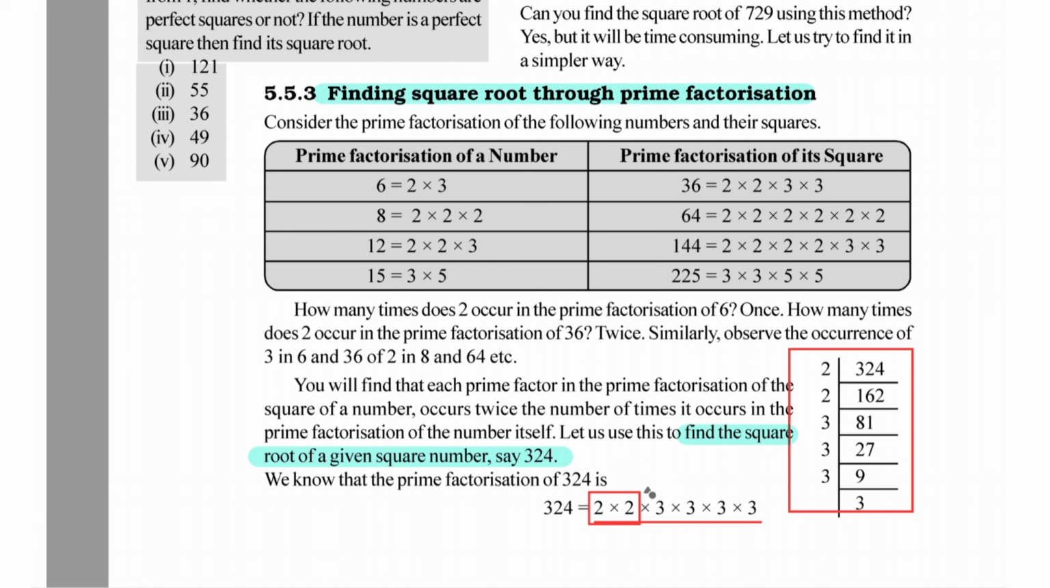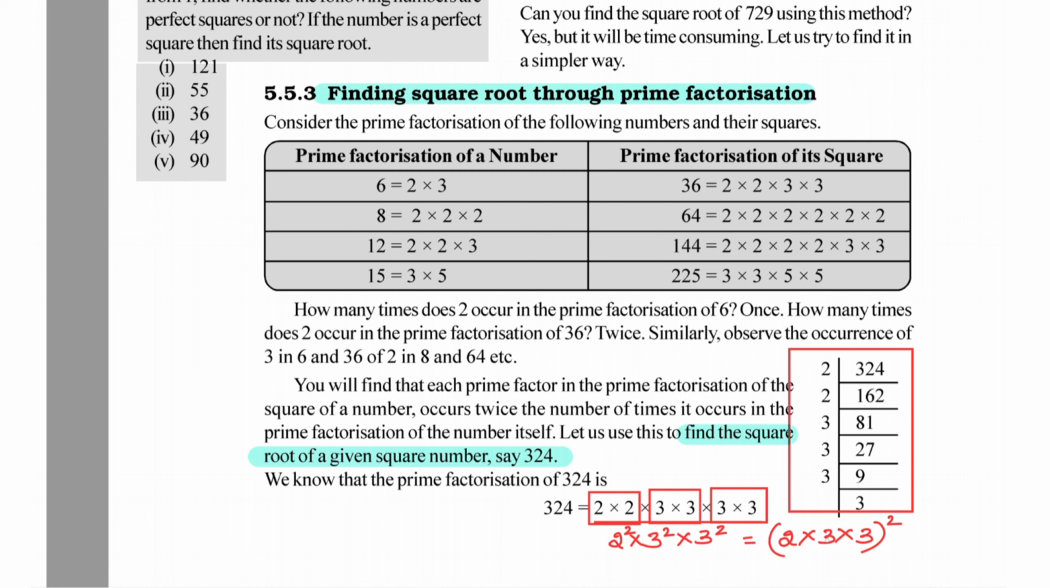Next, we are going to make pairs of the numbers here. 2 into 2 makes a pair, 3 into 3 is another pair. Again we have two 3s, they make up a pair. Then from these pairs, we consider one number each. So 2 into 2 is 2 square, 3 into 3 is 3 square, and again 3 into 3 is 3 square. Now this I can write as 2 into 3 whole square.